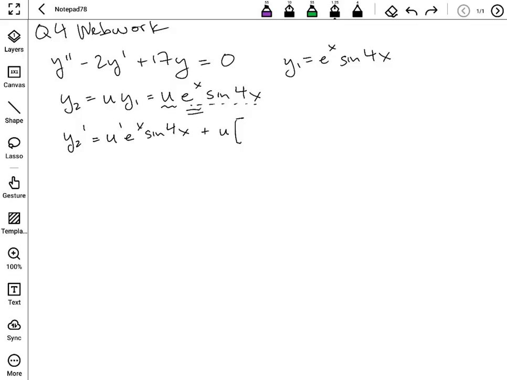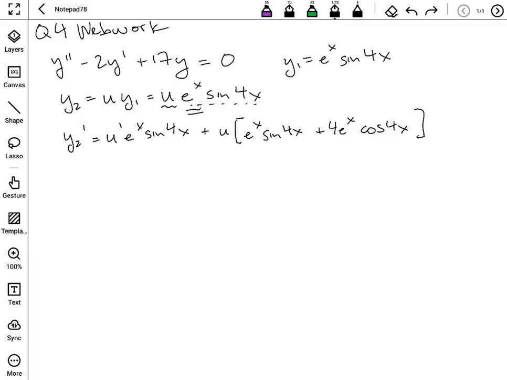First, I'm going to take the derivative of e to the x, but that's just e to the x, and then leave sine 4x as it is. And then I'm going to take the derivative of sine 4x and leave e to the x as it is. And the derivative of sine is cosine, no negative. So it's just going to be cosine 4x, and then I multiply by 4 out front because of a chain rule. So that's my first derivative, and then I'm going to have to do this again.